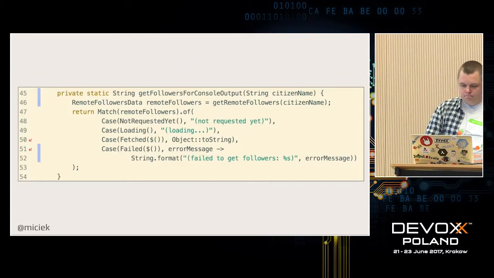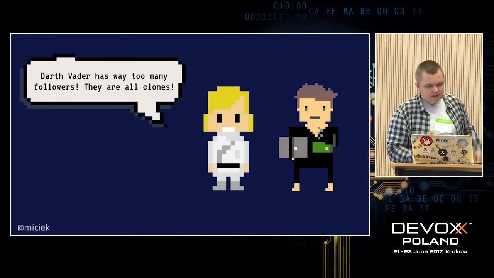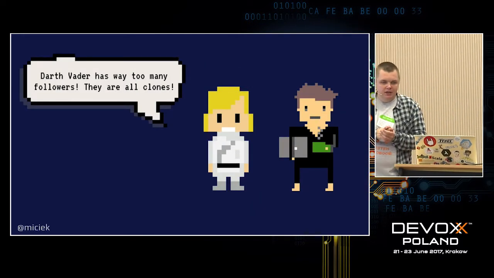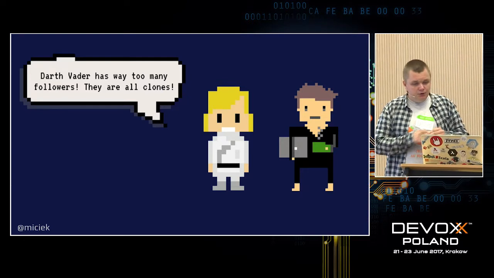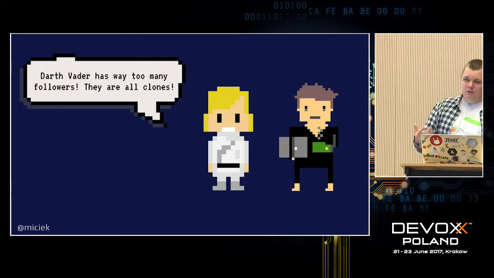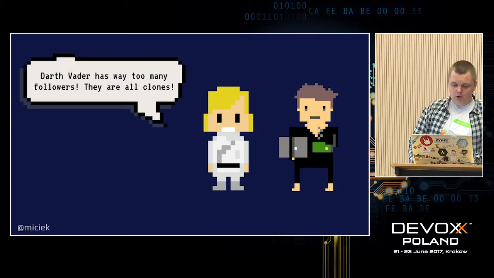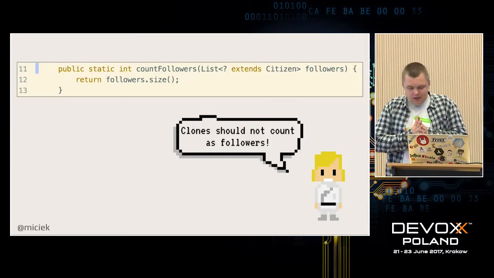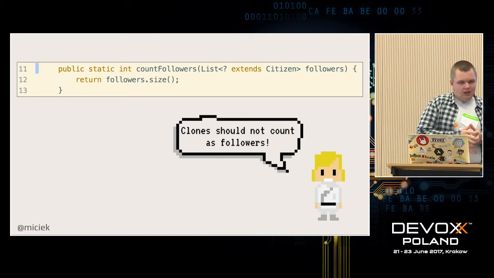Okay. So the problem here is that our application has become very popular, and the follower count has been used as a propaganda tool. And the user is part of a rebellion, and he doesn't like how many followers Darth Vader has. So he says that clones should not be counted as followers.